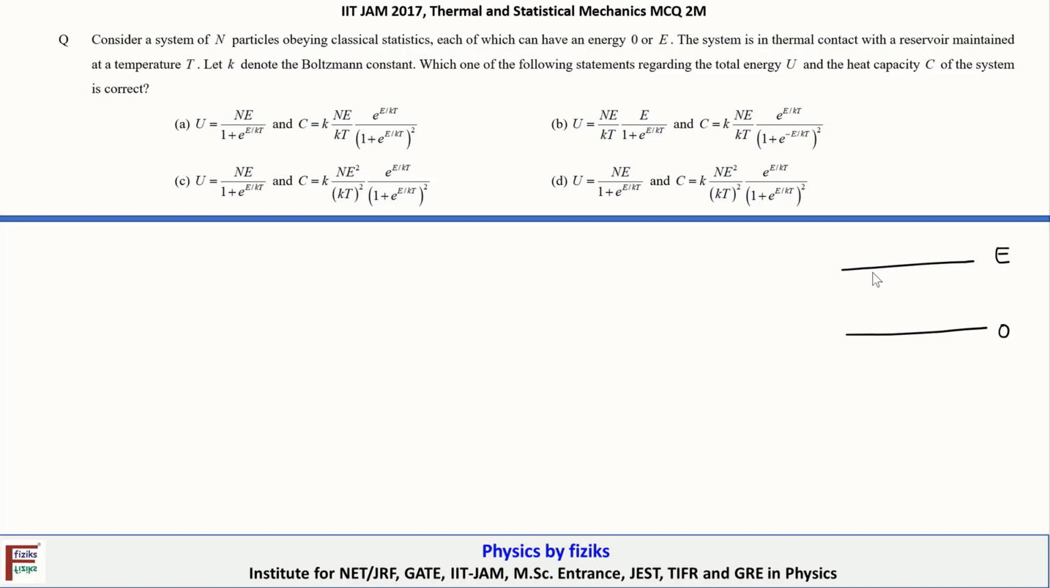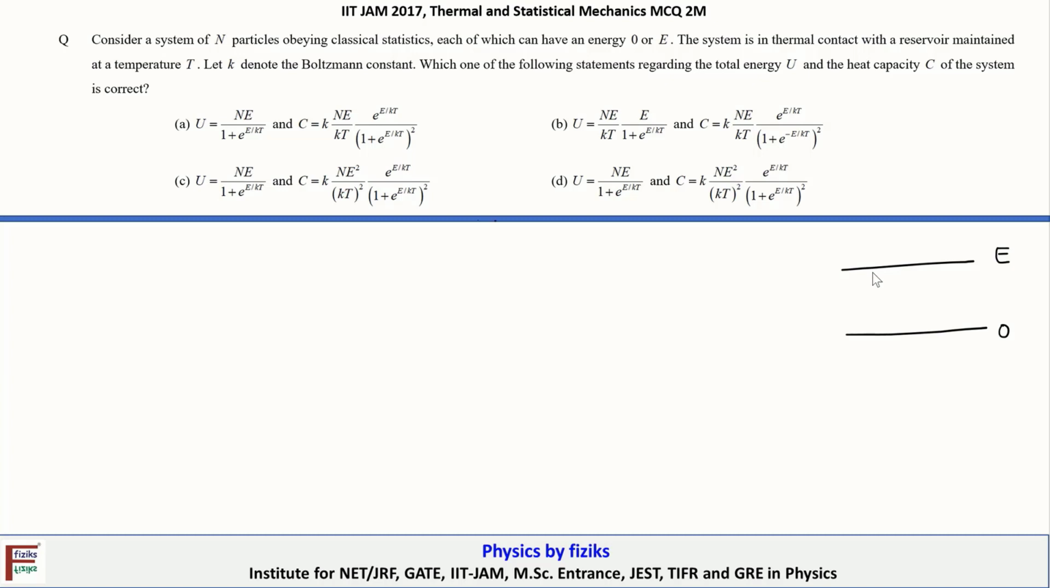The system is in thermal contact with the reservoir, which is maintained at a temperature T. So that means this system is also going to be at the same temperature T. If K is the Boltzmann constant, then which one of the following statements regarding the total energy U and heat capacity C of the system is correct? So we have to evaluate the total energy U of the system and the heat capacity of the system. Let's try to understand this problem first.